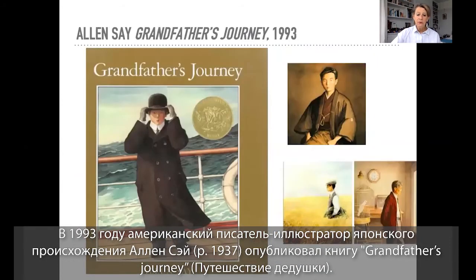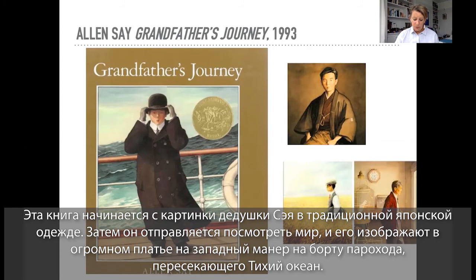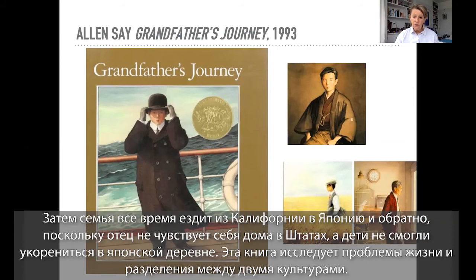In 1993, the Chinese-American writer and illustrator Allen Say published Grandfather's Journey, about his grandfather's journey across the Pacific to America. It opens with his grandfather in traditional dress, which you can see in the smaller picture, and then he sets off to see the world and is shown in this oversized Western coat on board a steamship across the Pacific. The family then shift back and forth between California and Japan, the father not able to be at home in the States, the children not able to settle in a Japanese village.